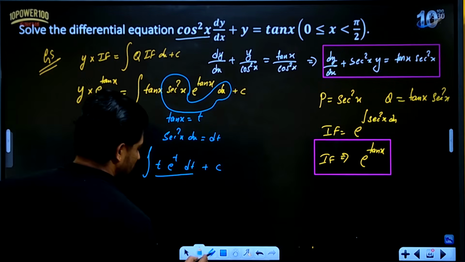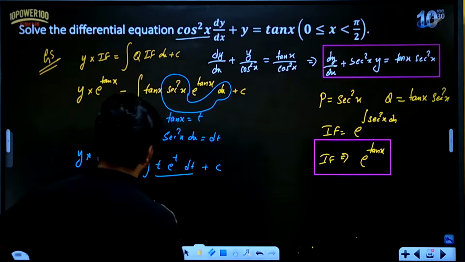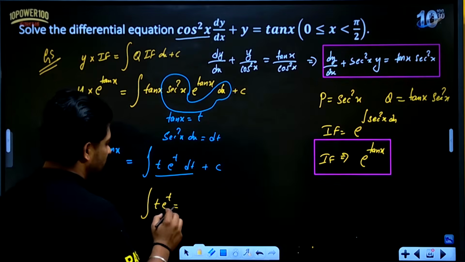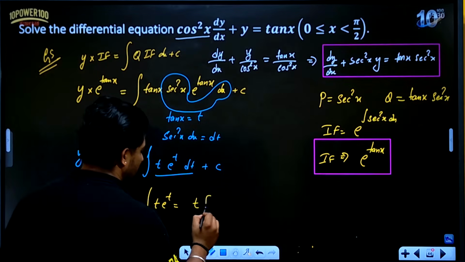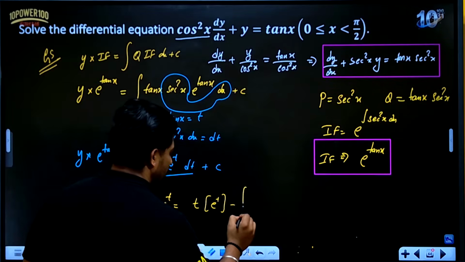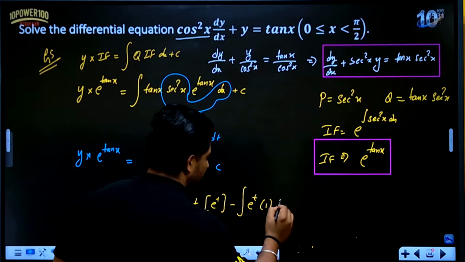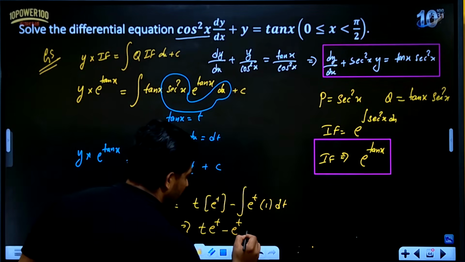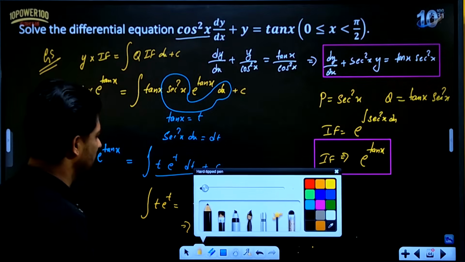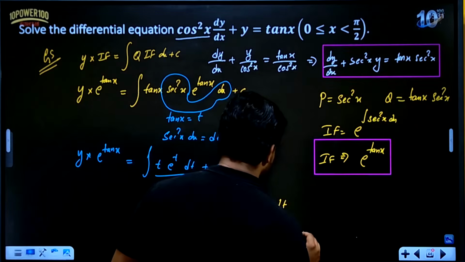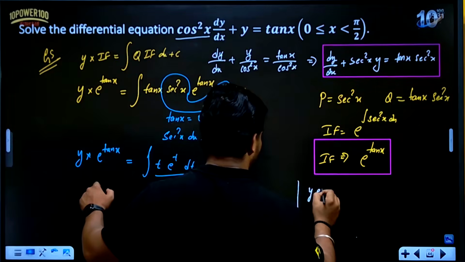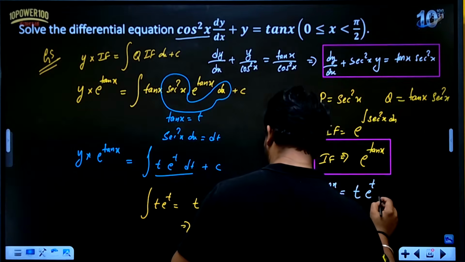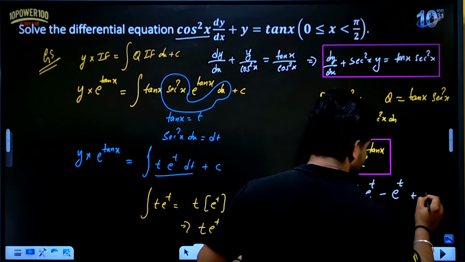So if we solve this by parts, you will get the answer. So I'll just do only this by parts. Integration of t e to the power t, here exponential is the last function, t is the first function. So I keep t as it is, integration of e to the power t is e to the power t only, minus integration of e to the power t into t differential, which is 1, with respect to dt. So if we solve this, we get t e to the power t minus e to the power t plus c. Okay, if I substitute this here, we get y into e to the power tan x is equal to t e to the power t minus e to the power t plus c.